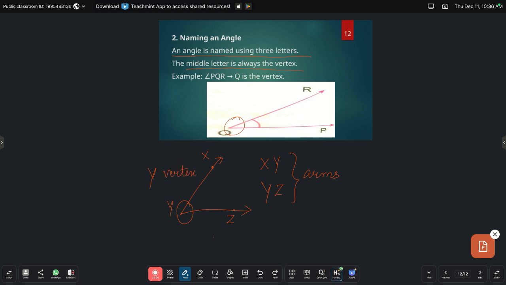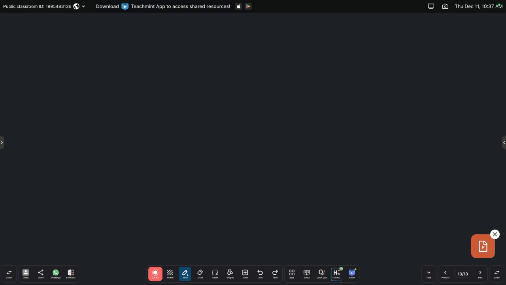Got it, boys? So while naming the angle, how can I name it? I have to keep one thing in mind. I have to use 3 letters and I have to place the vertex at the center, in the middle. So I can name it as angle X, Y, Z, or angle Z, Y, X. You can see in both the conditions, I have kept this Y at the center because this Y is the vertex. Got it? Okay. Moving to the next.